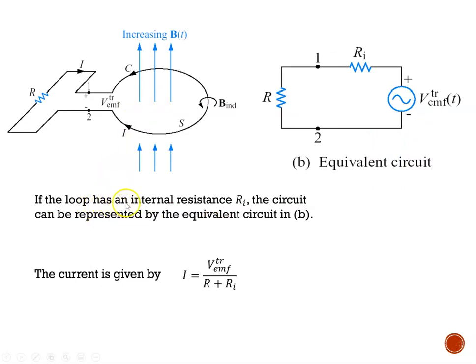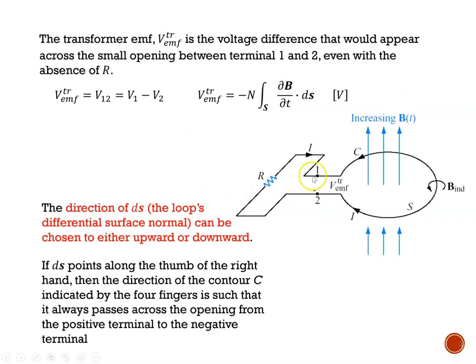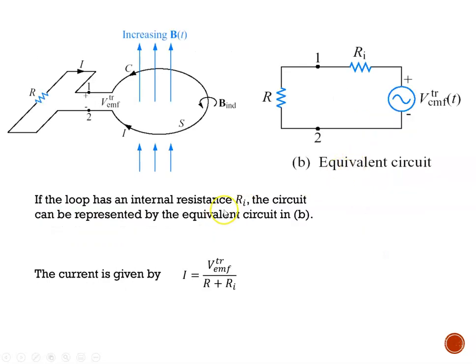So if the loop has an internal resistance Ri, in the previous example we are not taking into account the Ri over here at the loop. But if you are going to add the Ri, if you are taking into account an internal resistance at the loop, the circuit can be represented by the equivalent circuit in B. So that's why you're going to have Ri, which is the internal resistance at the loop.